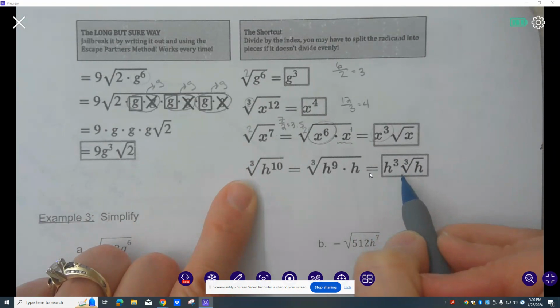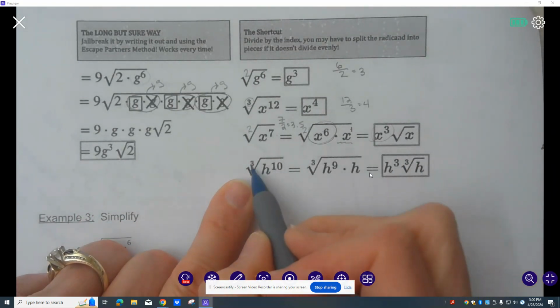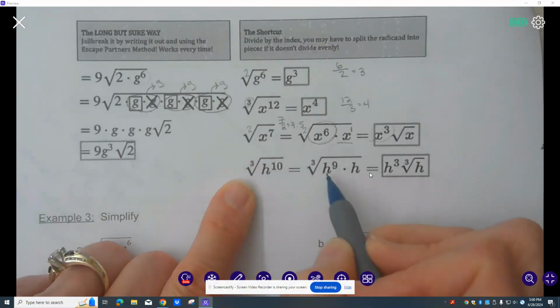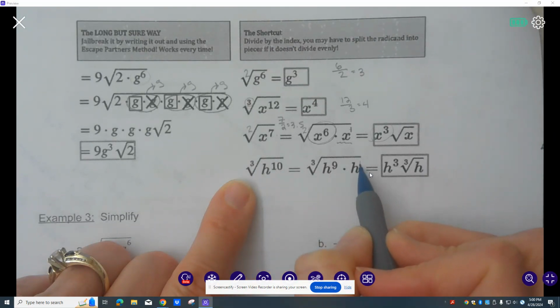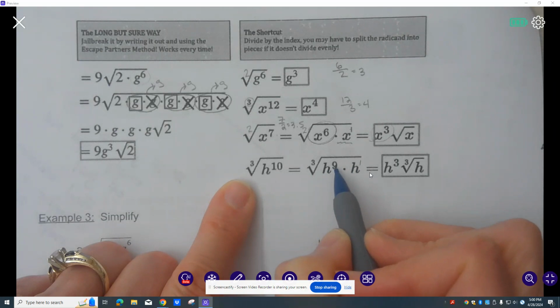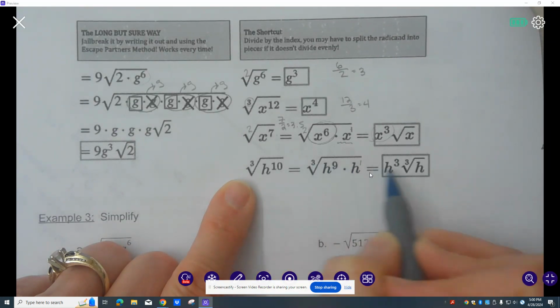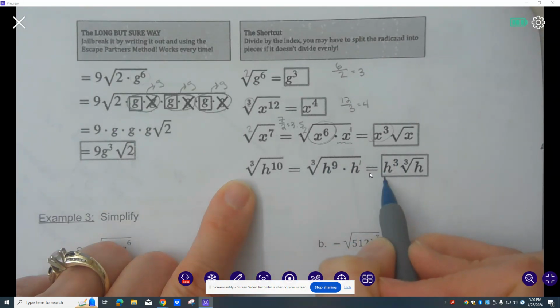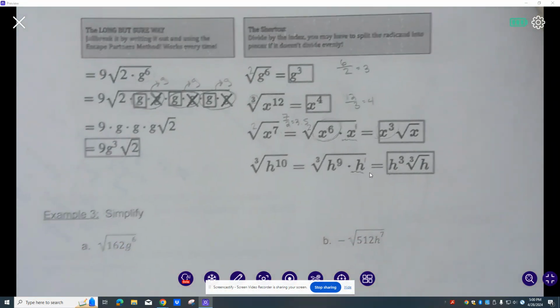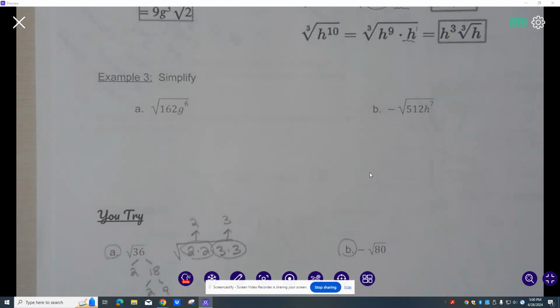So here's another example of that. If I divide 10 by 3, I get a fraction. But if I write h to the 10th as h to the 9th times h to the 1, 9 divided by 3 is 3, so 3 h's escape, and this h is stuck inside. So let's look at it and give it a try. I'll show maybe both methods on this.